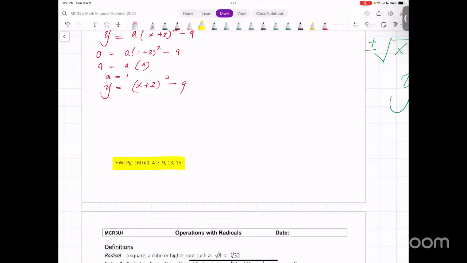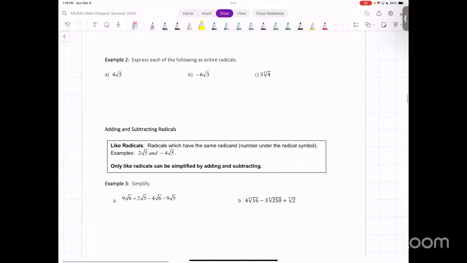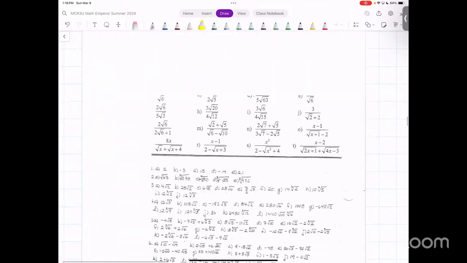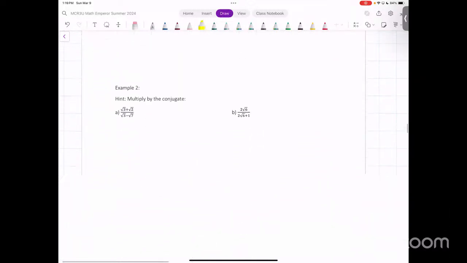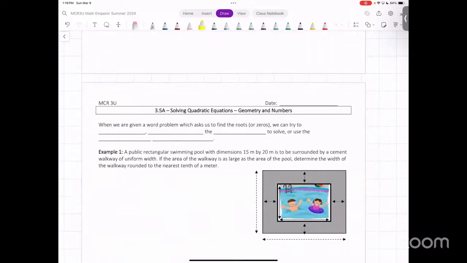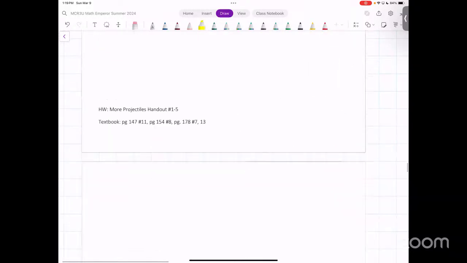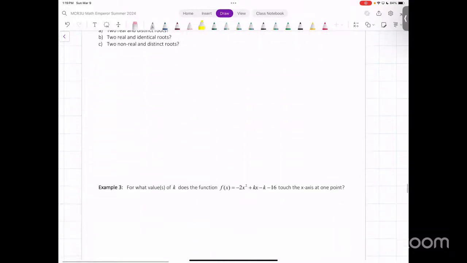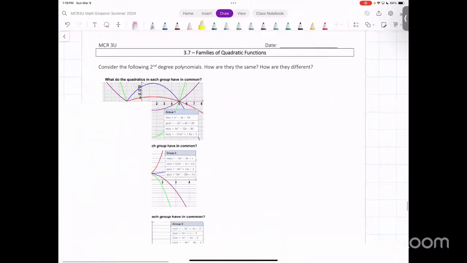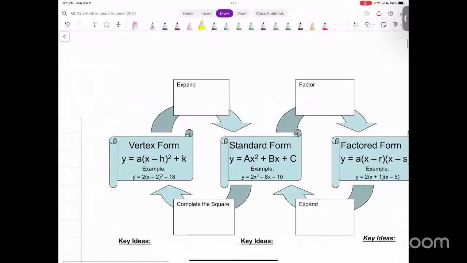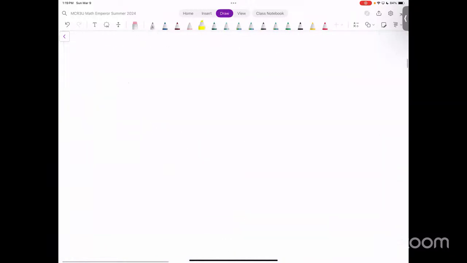All right, we're going to move to the next part. It's called operations with radicals. Following operations with radicals, it's going to be 3.5. It's basically solving quadratic equations, which is pretty straightforward. And then after quadratic equations is families of polynomials. If I'm right, after quadratic equations, we've got families. So it's a pretty straightforward unit. So let's see what a radical is. I know you won't like radicals, but we're going to move back to radicals.